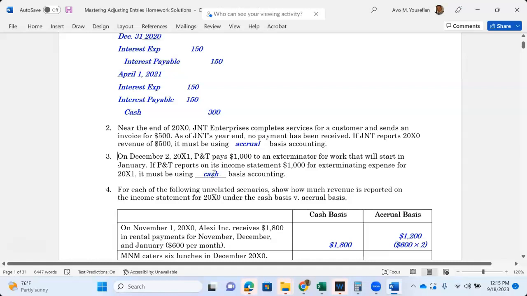Under accrual basis, it will be prepaid maintenance, debit, cash, credit. Under cash basis, the journal entry will be debit maintenance expense, credit cash.